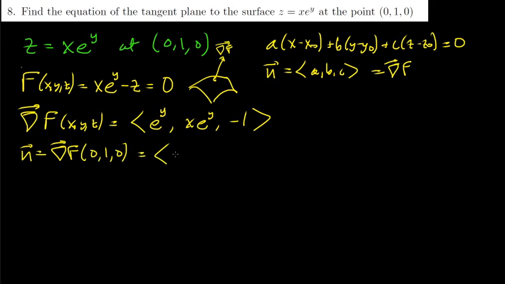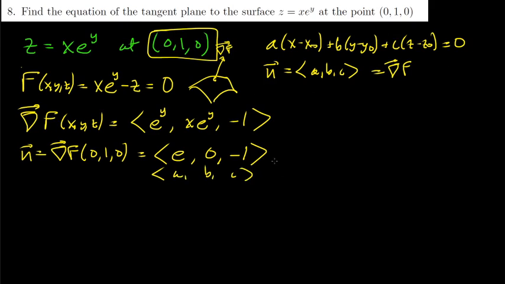So e to the 1 is just e. 0 times e to the 1 is 0, and then z is negative 1. The z component is negative 1. Okay, so that's my a, b, and c. And we already have our x0, y0, z0. That was given. That was 0, 1, 0.